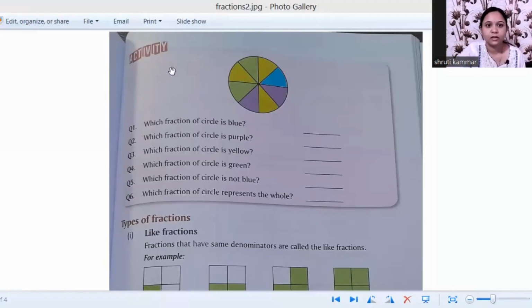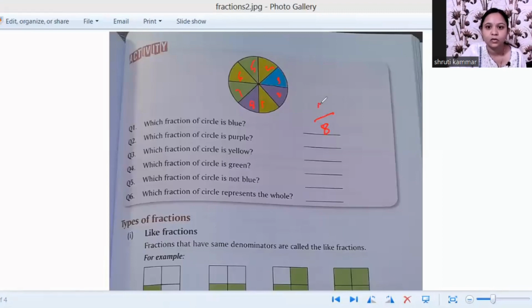There is an activity here. Let's do that activity. Which fraction of the circle is blue? First, we will count how many parts are there in this circle. So count 1, 2, 3, 4, 5, 6, 7, 8. So how many parts are there? 8. Among 8 parts, how many parts are colored blue? That is 1.